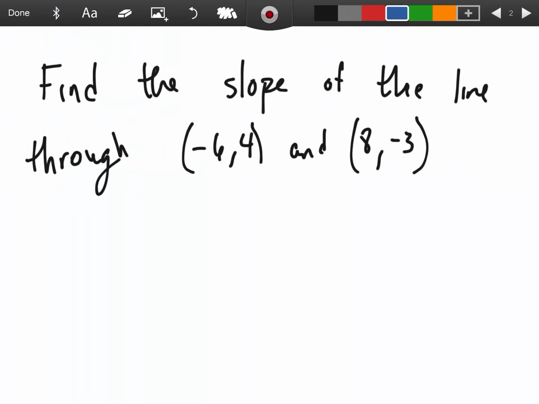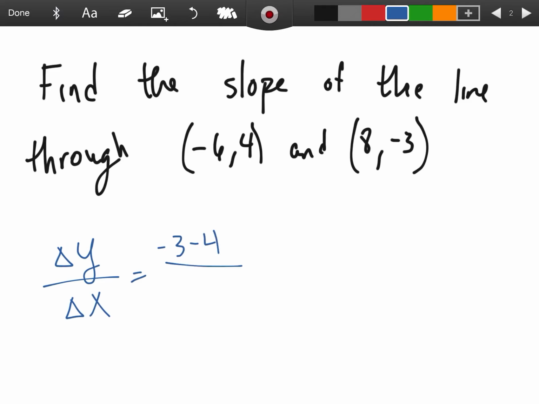All right, so here we're going to find the slope of the line through negative 6 comma 4 and 8 comma negative 3. So I'll start just by finding the change in y, right? The rise over run, maybe you know it as rise over run. Change in y over change in x. So I'll do negative 3 minus 4. Okay, negative 3 minus 4.